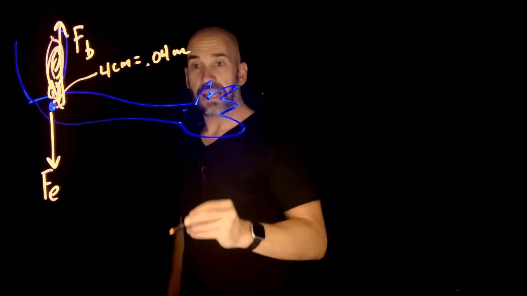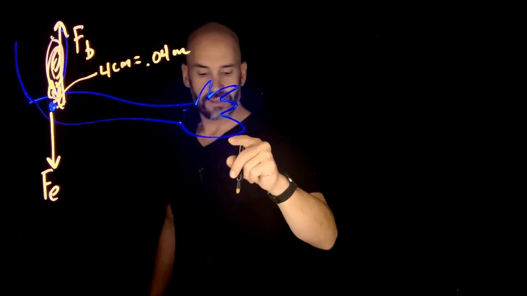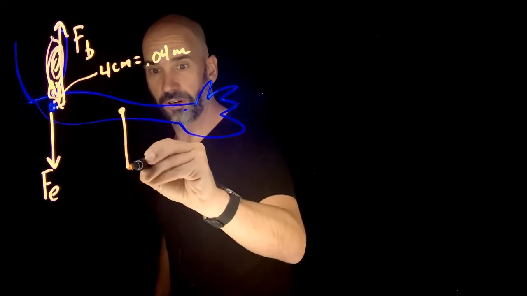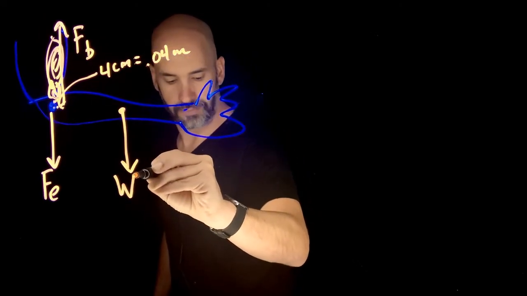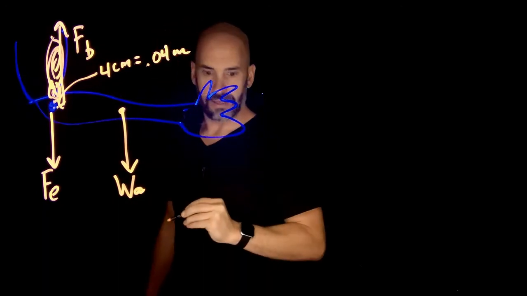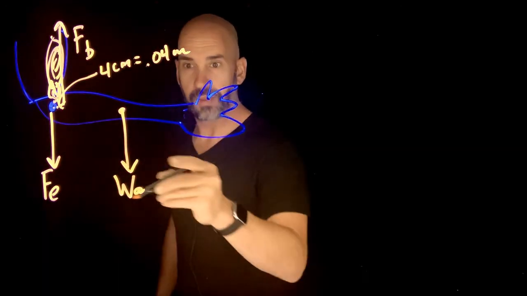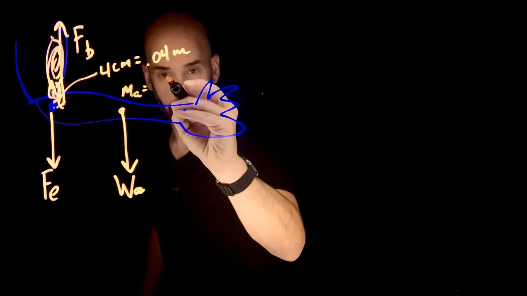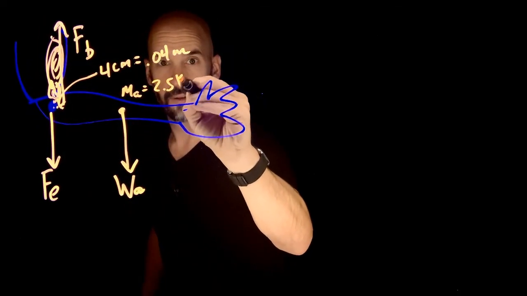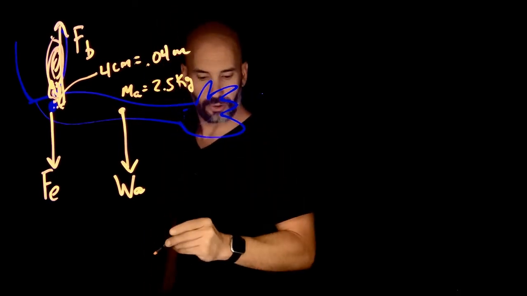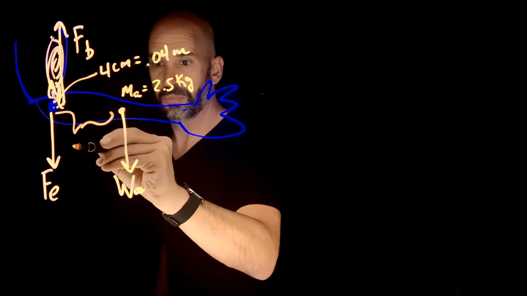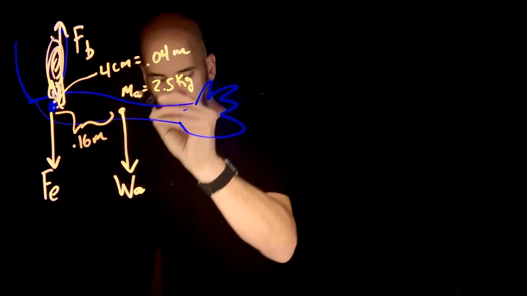In addition to that, you also have the weight of the arm itself. I'm just going to call that W arm, and the mass of the arm is equal to 2.5 kilograms. It also specifies that this distance here is 16 centimeters, which is 0.16 meters.